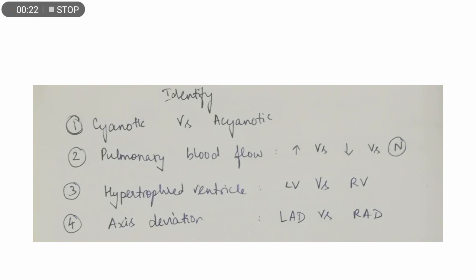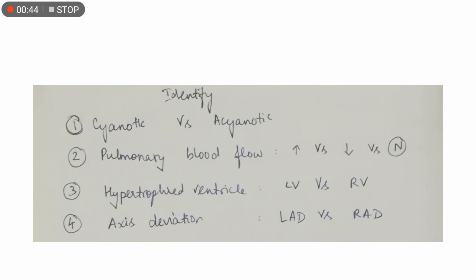First is whether the disease we are dealing with is making the baby blue or not, so whether it's a cyanotic one or an acyanotic one. And second is the pulmonary blood flow, whether the lung is immersed with fluid. Increased pulmonary blood flow is called plethoric lung fields, or if it is low, we call it oligemia.